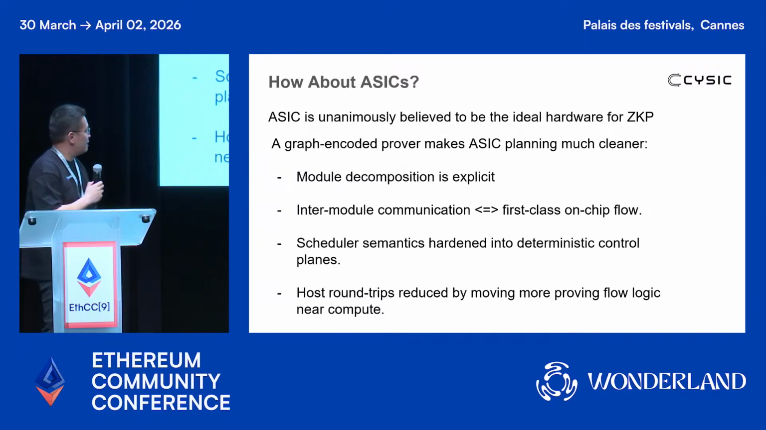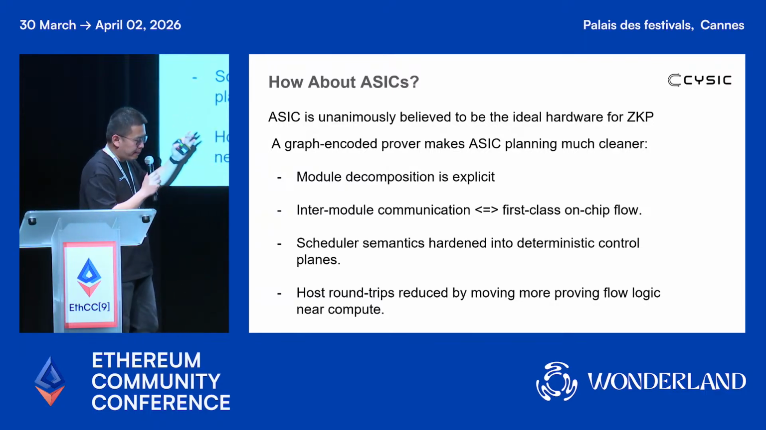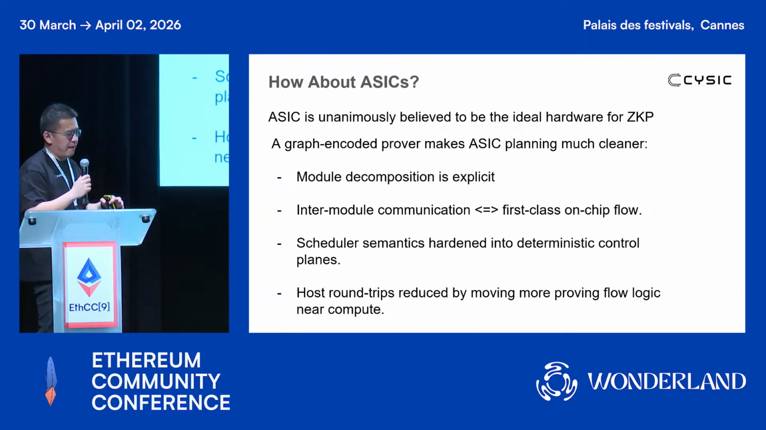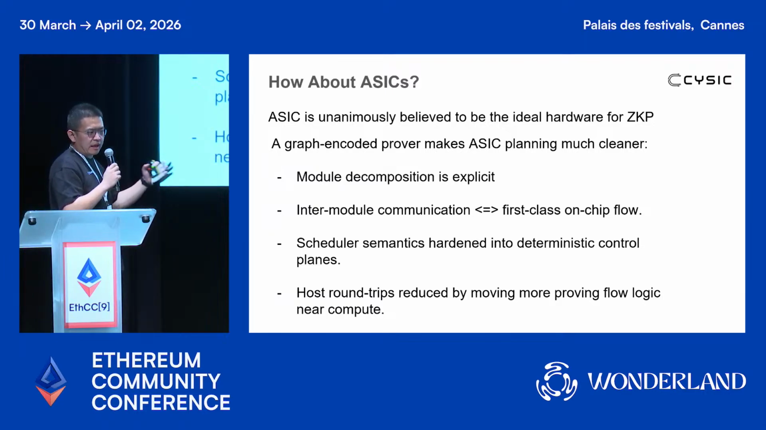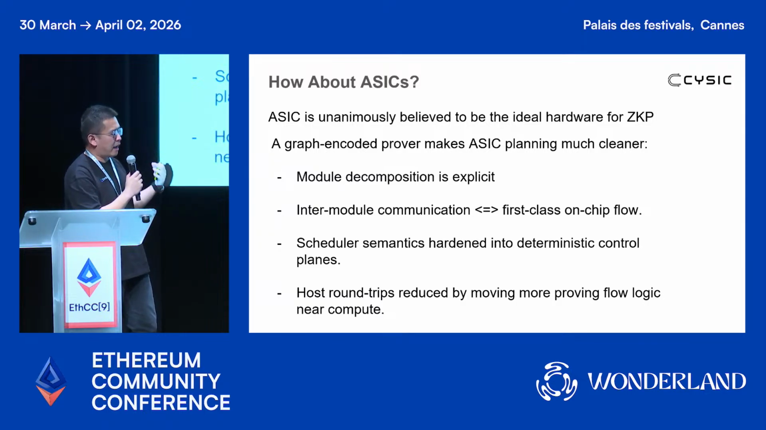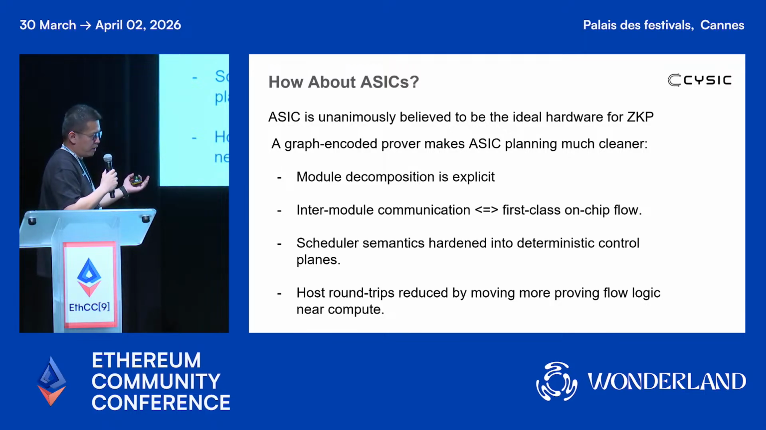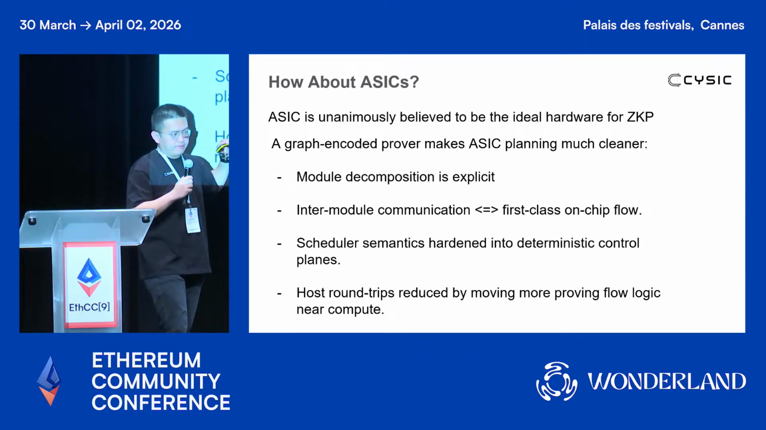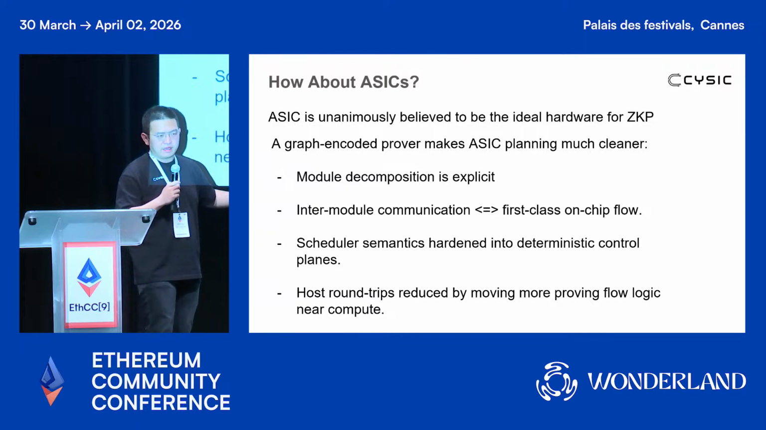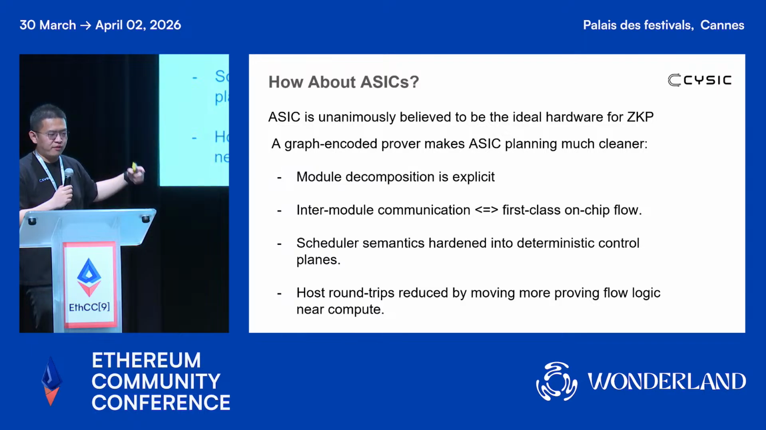Since on ASIC, we can basically decompose the module into many smaller ones, and this inter-module communication will be treated as a first-class on-chip flow, which will make things much more efficient than doing it on FPGA or GPU. So there are so many things we can customize if the market is big enough to pay the upfront cost for chip tape out.